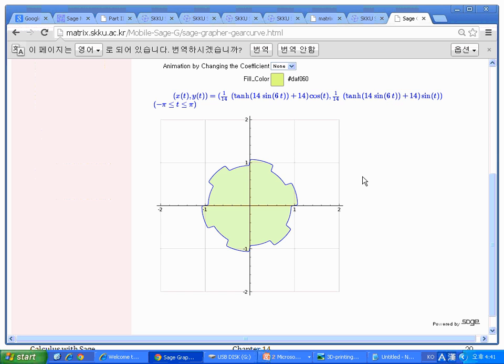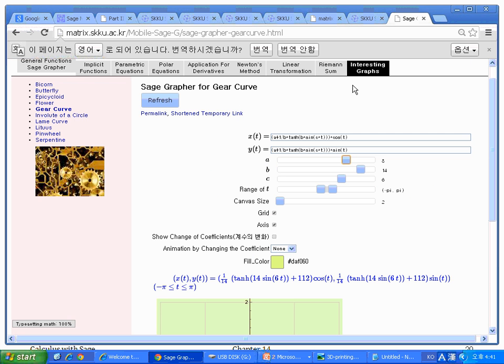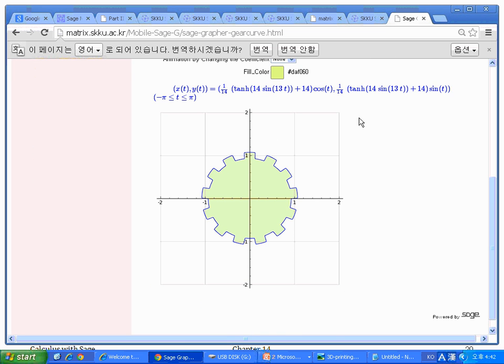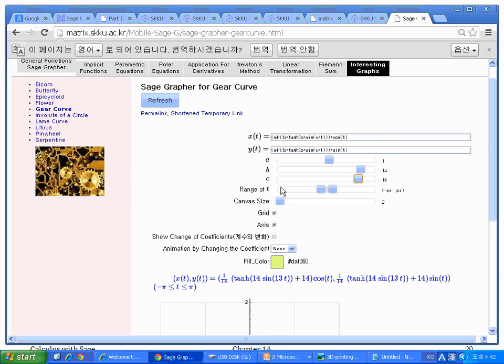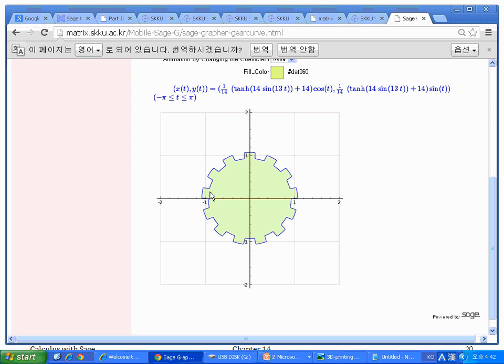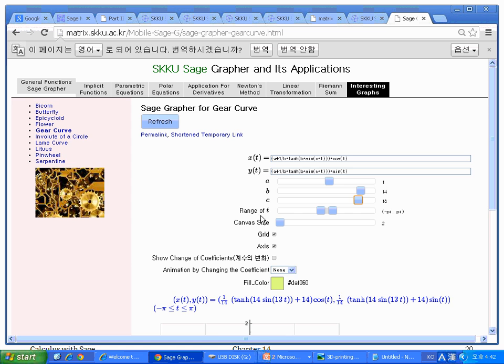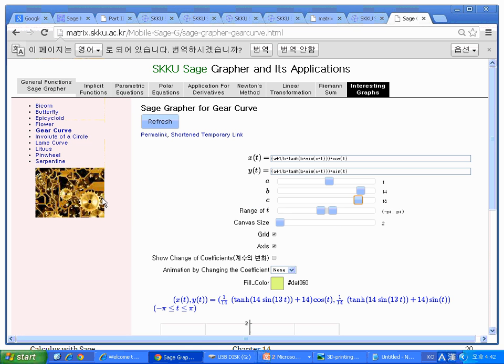If we make a more, then we have a very small one. Now it's very big. I want to make it more. Yeah, if we make C bigger, then we have more cogs. And these kinds of tools can be used to produce such things.